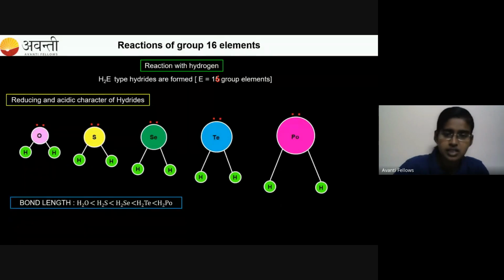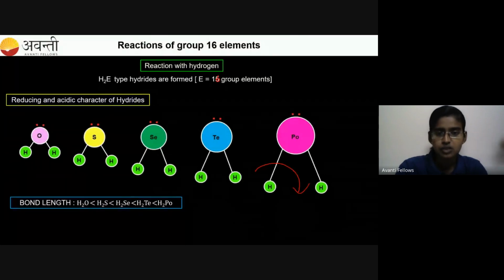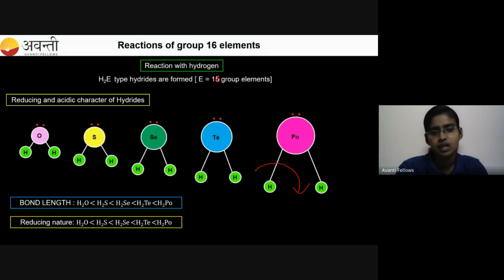So hydrogen can come out easily from polonium. The bond can be broken so easily, so it gives out the hydrogen so easily. So polonium hydride has the highest reducing nature. That's all. H2O will not reduce at all. From H2O, you cannot take out the hydrogen at all.